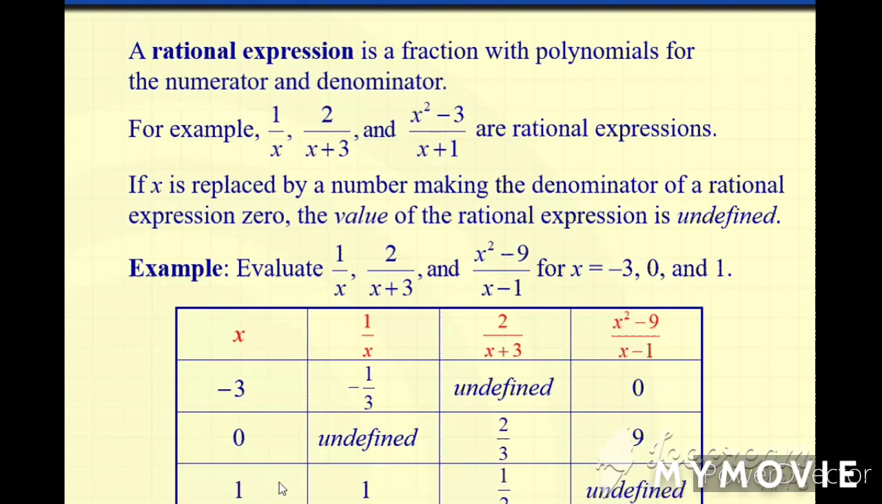When x equals 1, 1 over 1 is 1. For 2 over x plus 3, 2 over 1 plus 3 is 2 fourths. Reduce to the lowest term, that is 1 half. And 1 squared is 1, minus 9 is negative 8, over 1 minus 1, which is 0. Since the denominator of the rational expression is 0, the answer is undefined.